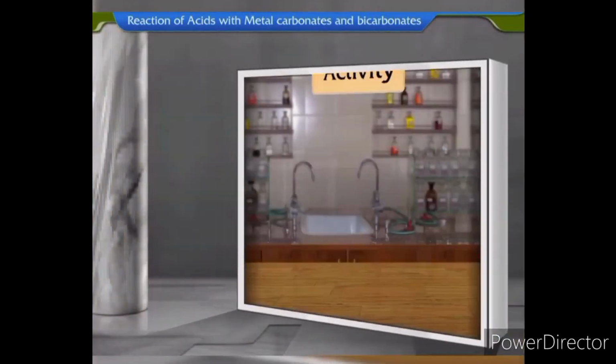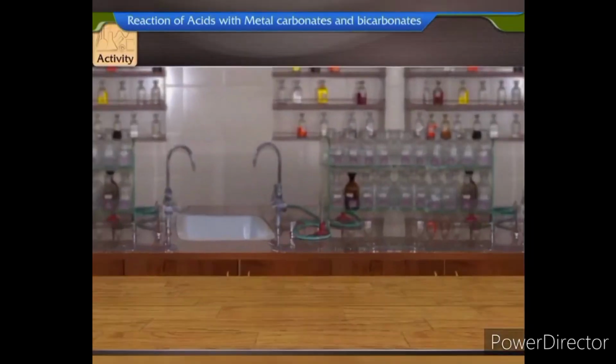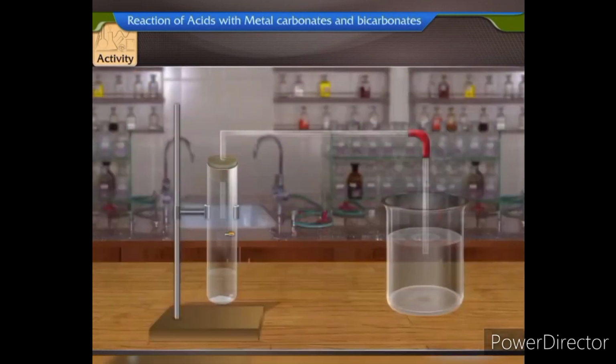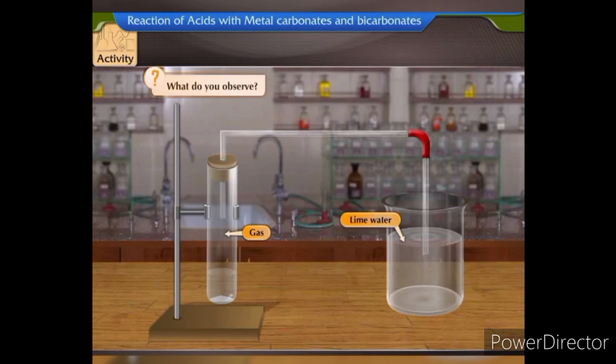Activity. Take some aluminium carbonate in a test tube. Add some dilute hydrochloric acid. Let the evolved gas pass through the delivery tube and allow it to react with lime water. What do you observe? The lime water has turned milky.